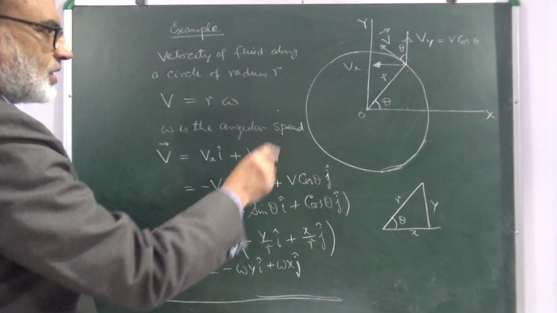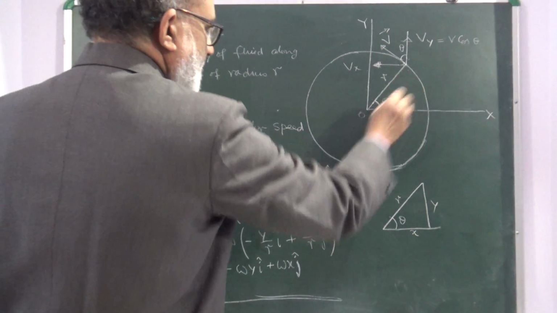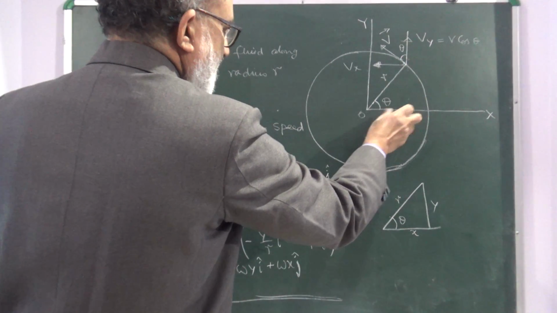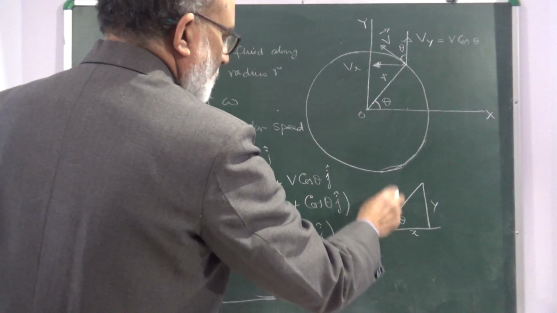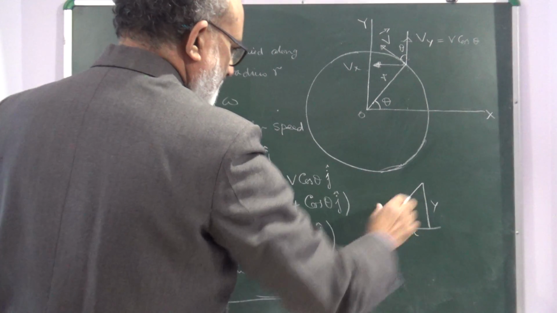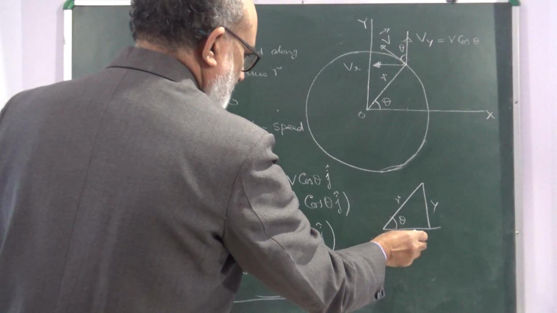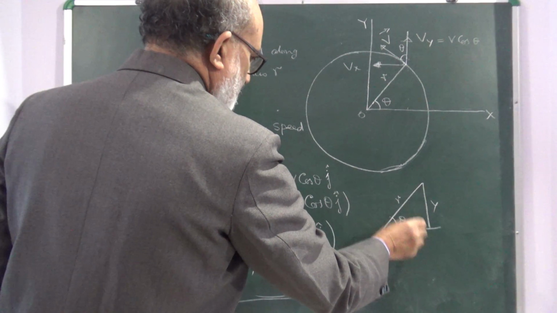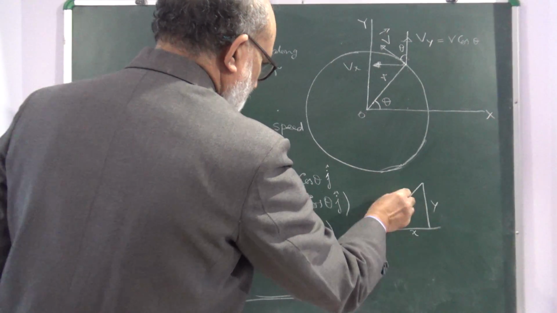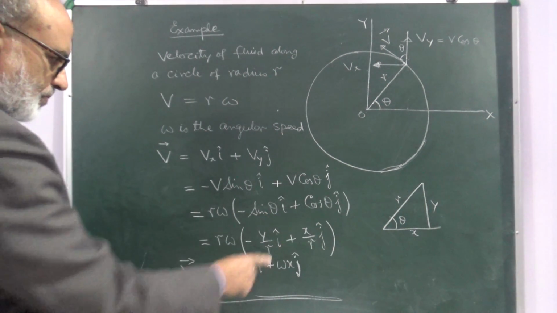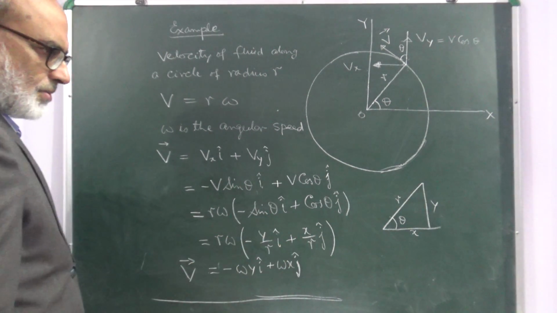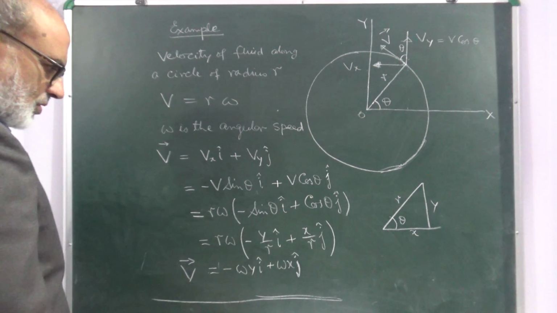Sin theta can be written as, if this is theta, this is r, this is x, this is y, the x and y coordinates. So if you have drawn this figure here, cos theta means base by hypotenuse, and sin theta is perpendicular by hypotenuse. So it will be x by r, cancel out. So this is all about v.